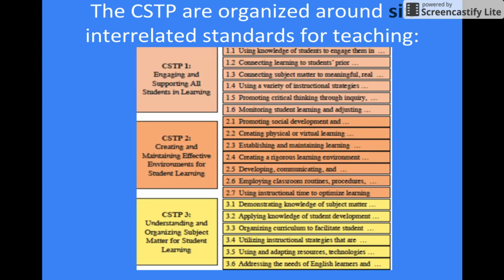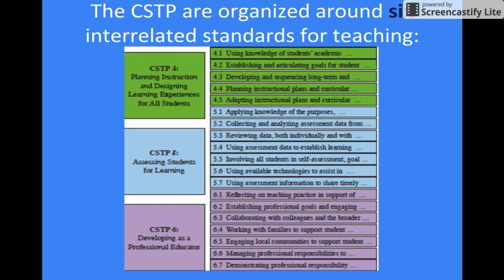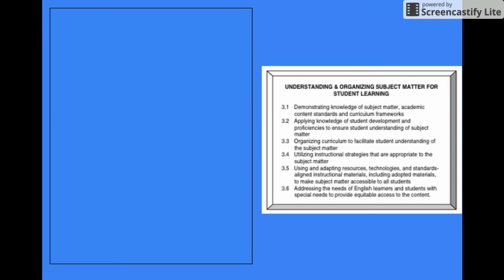The CSTP are organized around 6 interrelated standards. Standard 1, engaging and supporting all students in learning. Standard 2, creating and maintaining effective environments for student learning. Standard 3, understanding and organizing subject matter for student learning. Standard 4, planning instruction and designing learning experiences for all students. Standard 5, assessing students for learning. Standard 6, developing as a professional educator.